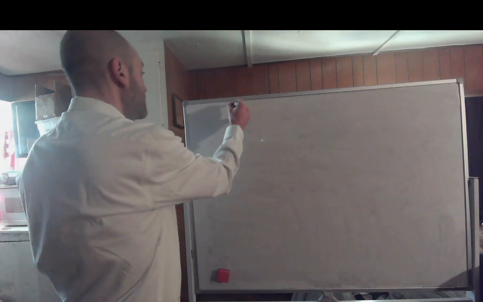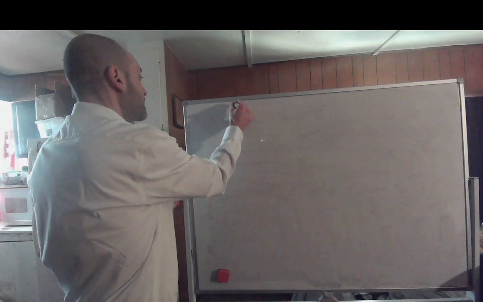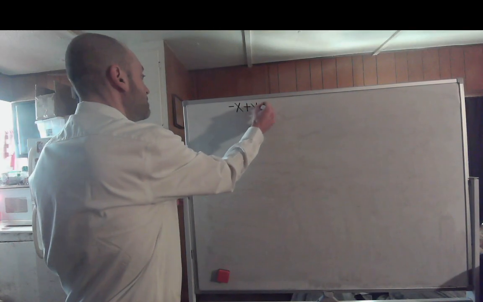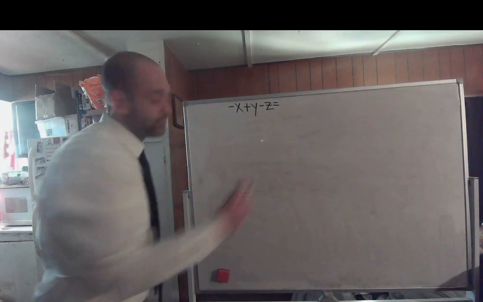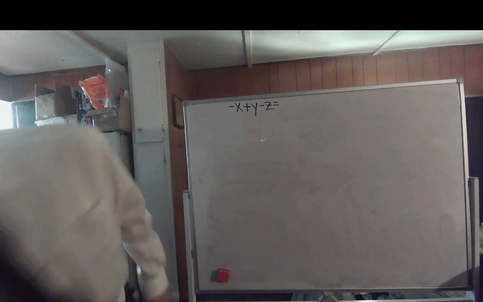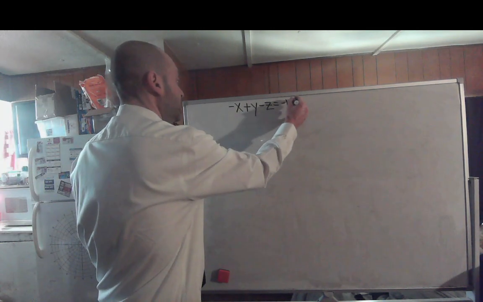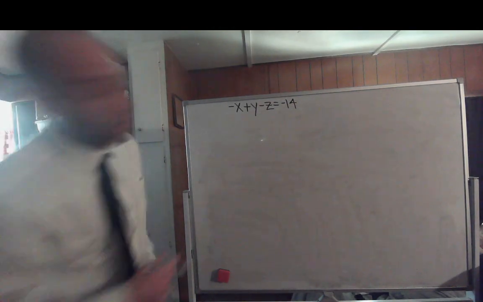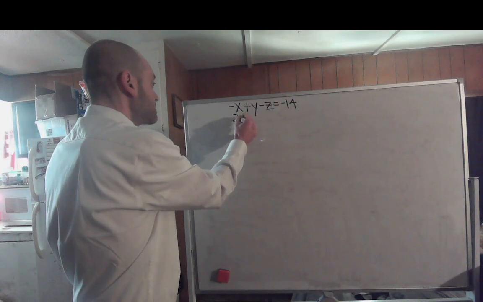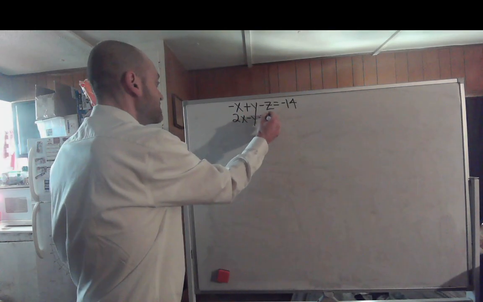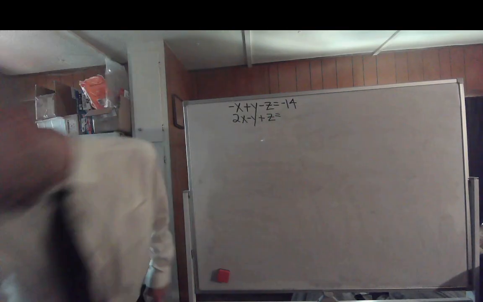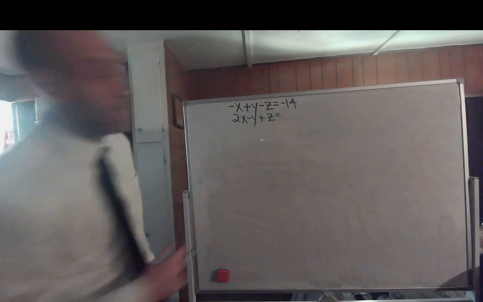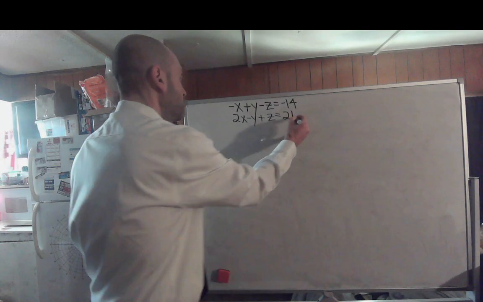All right, let's see here. Negative x plus y minus z equals negative 14. 2x minus y plus z equals 21.